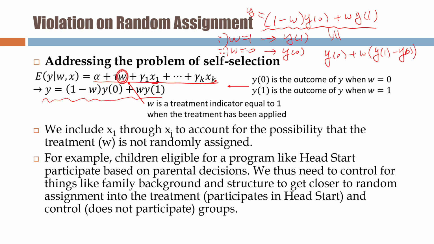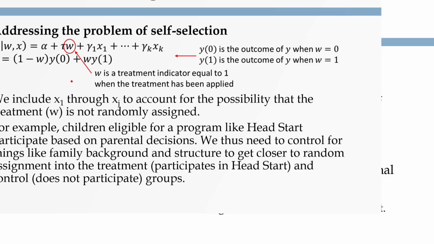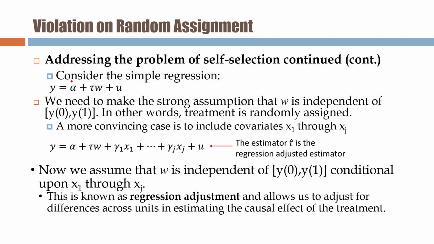So here this one is the expected value of y when W and x are given. So we will have two different models here. We will separate out y0 and y1. So consider the simple regression is this one. If we just take out the effect of W, then we will need a strong assumption that W is independent of y0 and y1. However, the treatment is not randomly assigned.